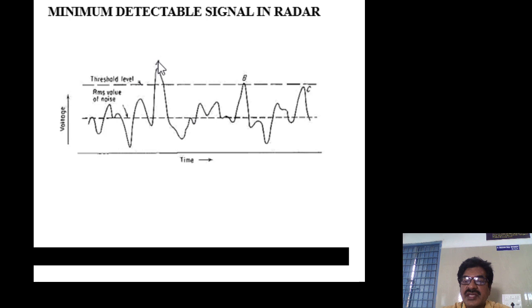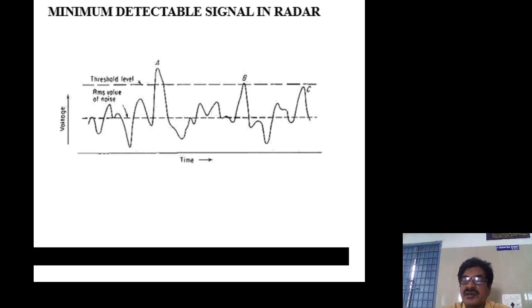So with reference to A, the signal is crossing the threshold level, so that it indicates the presence of the target. Similarly, with reference to the peak of B, it is also above the threshold level, so it also indicates the presence of the target.